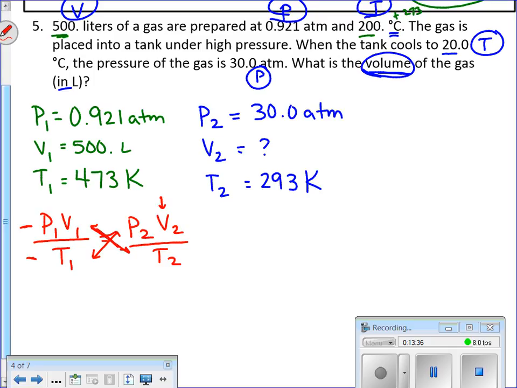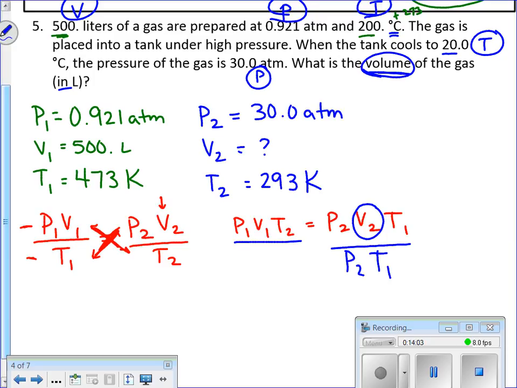So if I do this side first, I'll have P1 V1 times T2 equals, now do the second part, P2 V2 T1. I want to solve for V2, okay? I need to isolate it. It's multiplied by two variables, so I need to divide by two variables. I need to divide by P2 T1. If you do it to one side, you have to do it to the other. That cancels out P2, that cancels out T1.